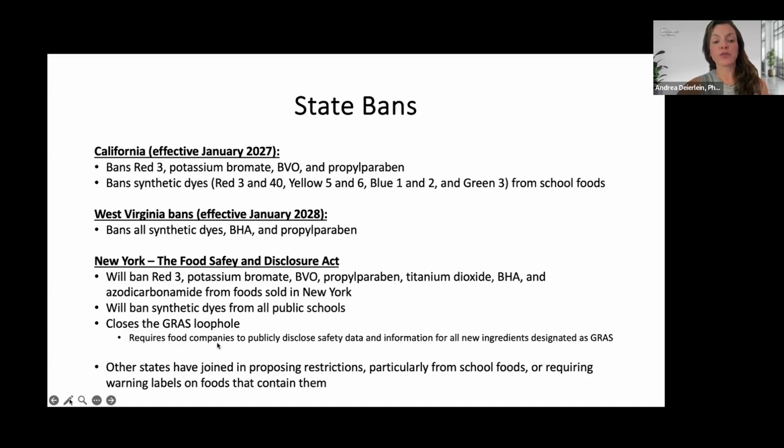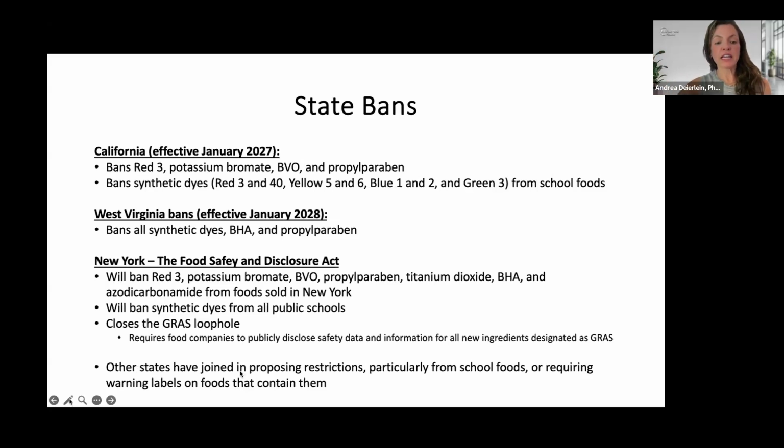So it's going to require food companies to publicly disclose the safety data and the information that they're using for all of their ingredients, even if they designate that ingredient as generally recognized as safe. So making sure that everybody is aware, both public and FDA, about what's actually in their foods.